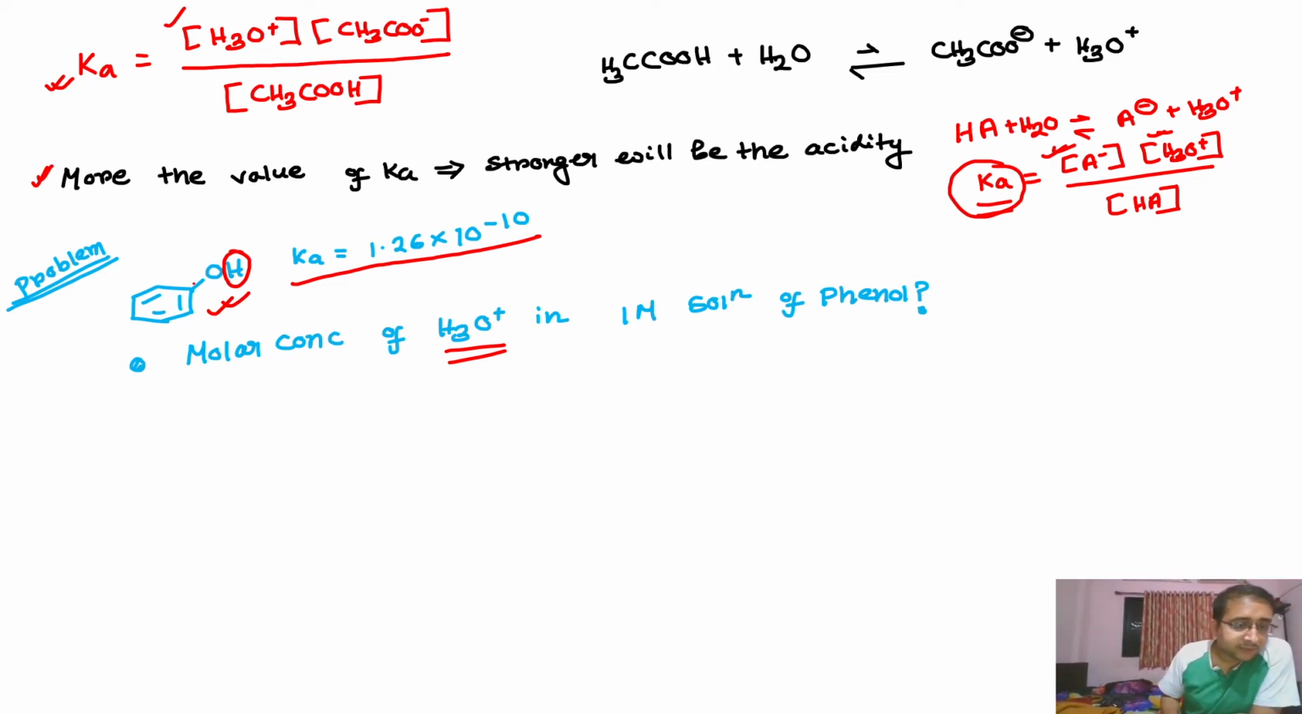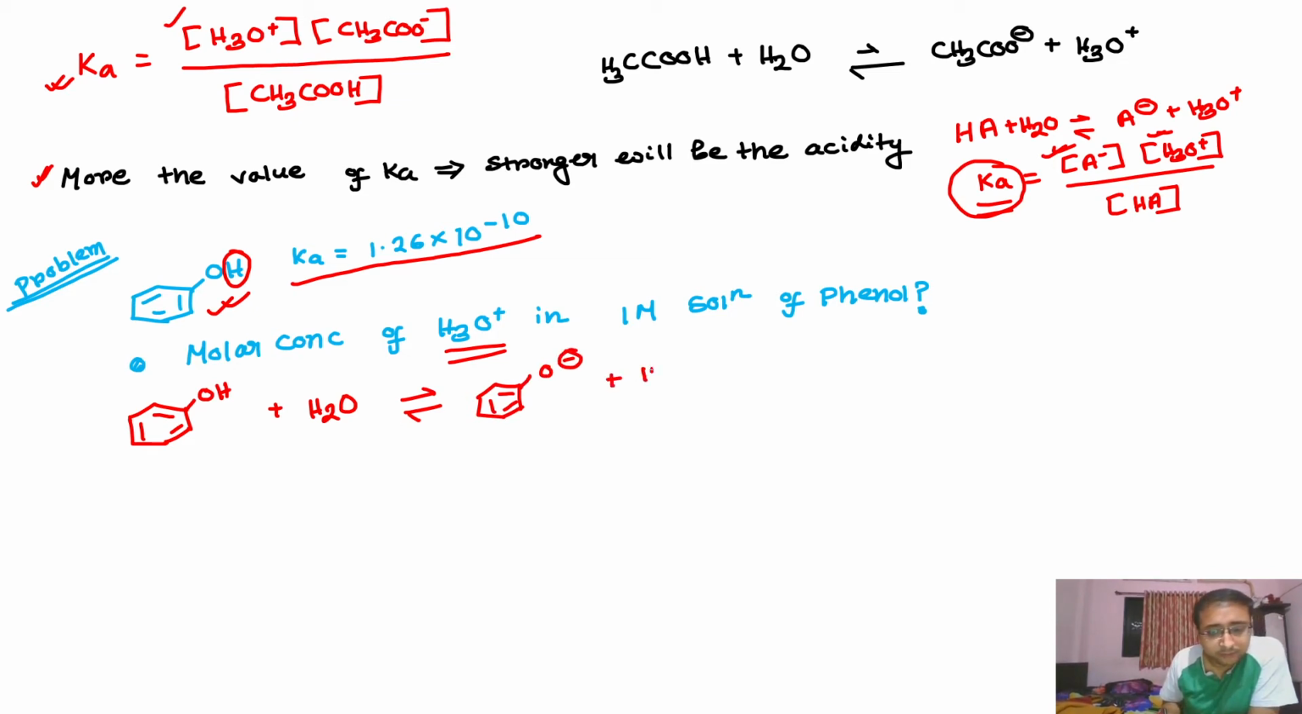First of all, we should write the equilibrium reaction. How will the phenol participate as an acid-base reaction? This is the phenol, in the presence of aqueous solution, water, and this is the equilibrium sign. Some phenol will be in dissociated form, so that's why O minus. And this water molecule will take the proton and become hydronium ion. So this is the equilibrium reaction.